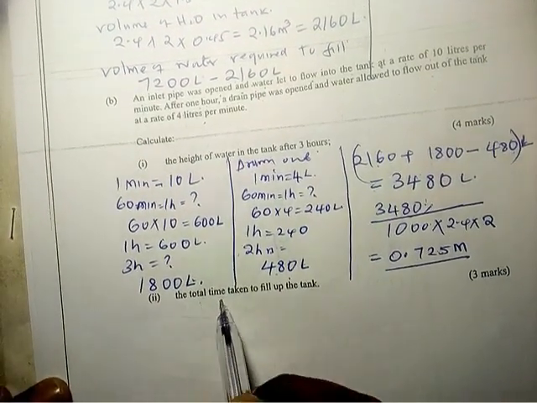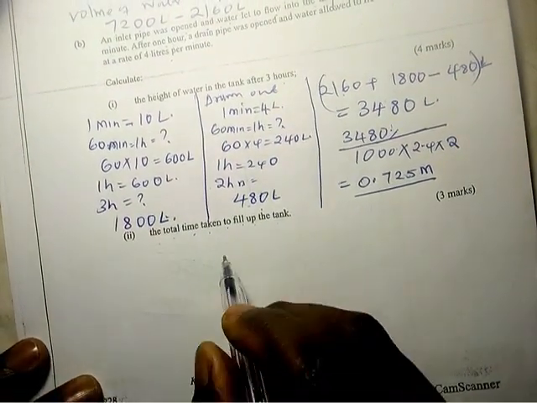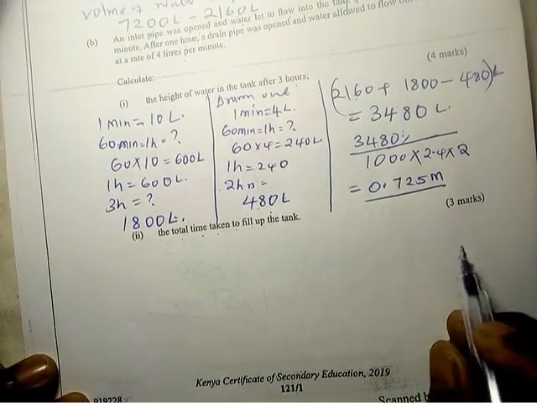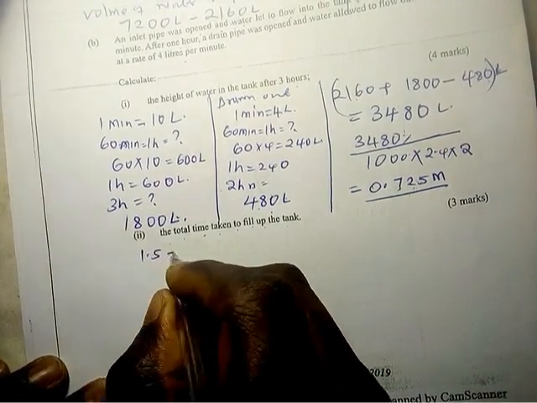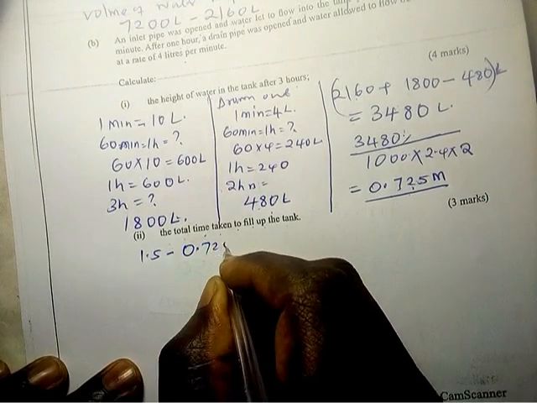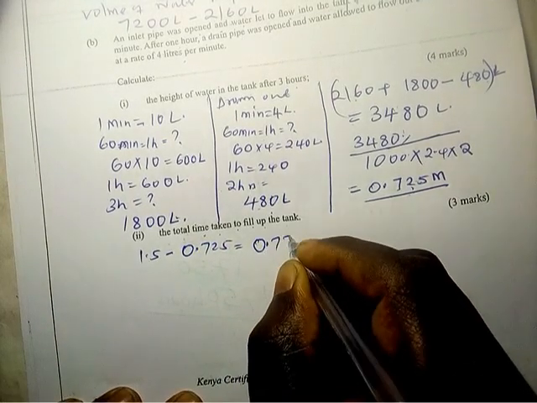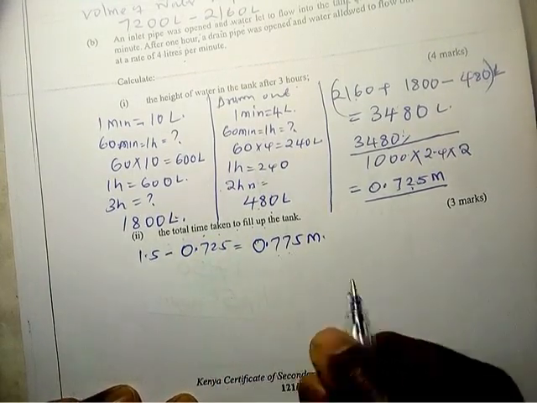So the total time taken to fill up the tank. First, na tunataka kujua the remaining height. Imejaa, imefika hii kiasi. Ilikuwa 1.5. So imebaki kiasi gani ili ijae? Tutakuwa tumepata ni 0.775 meters ndio imebaki ijae. This is the height that is remaining.